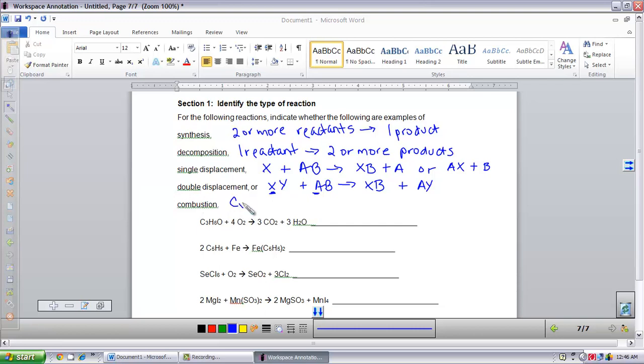Combustion is going to have some type of carbon-hydrogen compound mixed with oxygen, you may have other reactants, and you're going to get carbon dioxide and water, and you may have other products. But you're mainly looking at oxygen creating carbon dioxide and water, and that's going to give you combustion. Okay, let's go over some examples.